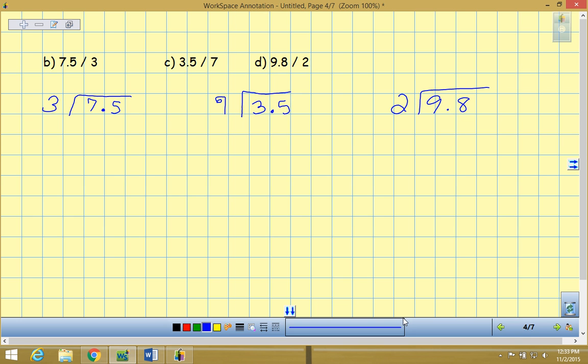So we've got three problems posted up here, the one we did together and then these three. I know the 7 looks a little funky, it's got a little swirl on it.